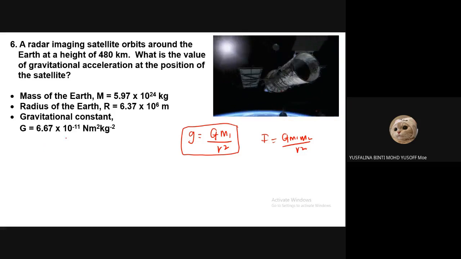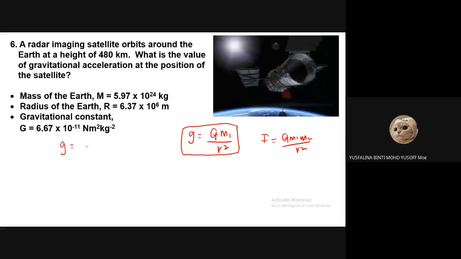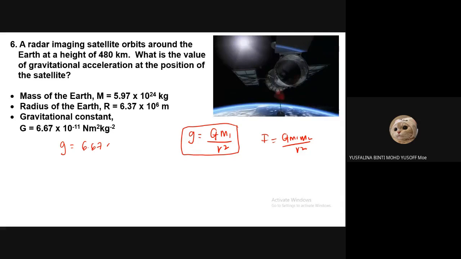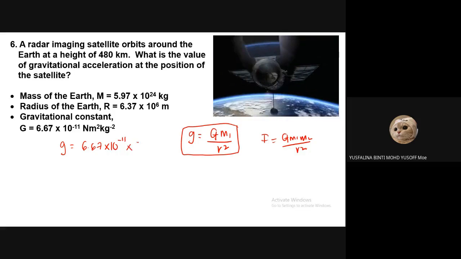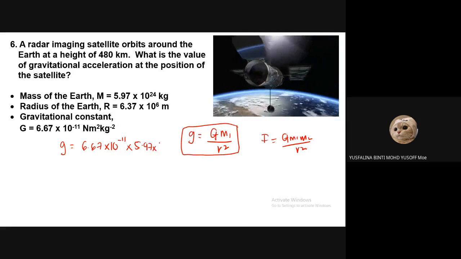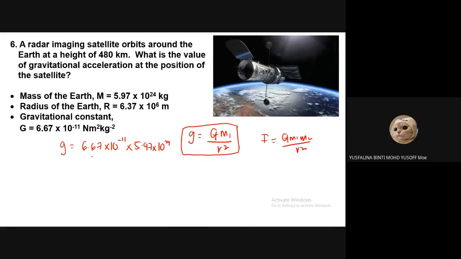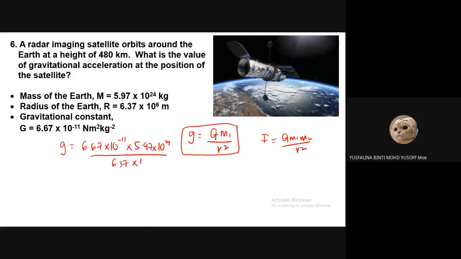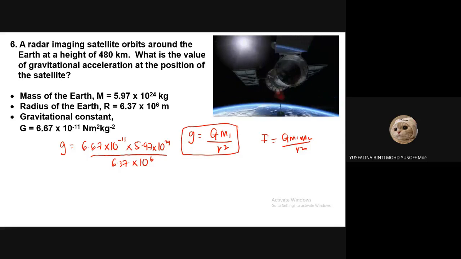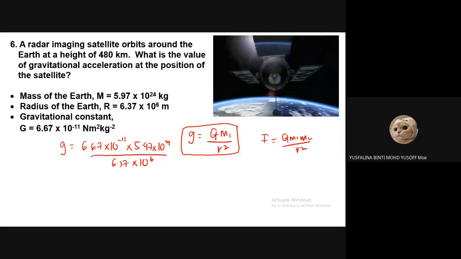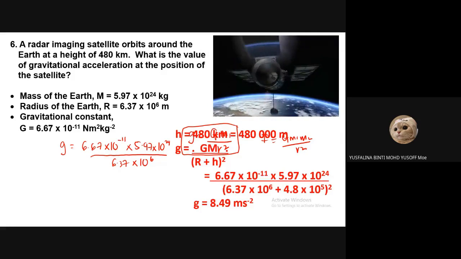Okay, let's see. G, the gravitational constant, is 6.67 times 10 to the power of -11. The mass is 5.97 times 10 to the power of 24, and the radius is 6.37 times 10 to the power of 6. So if you calculate, is it correct? Yes.